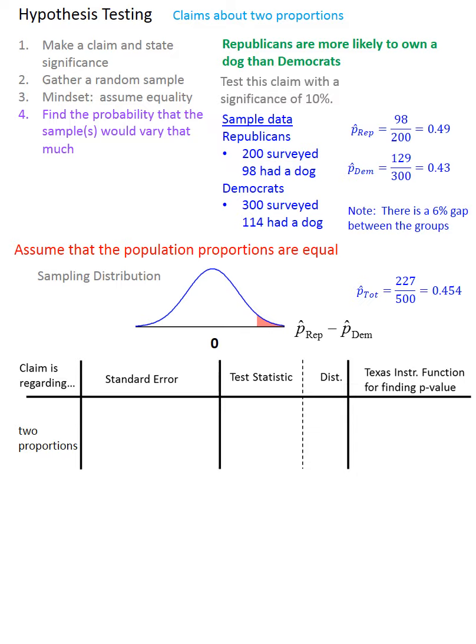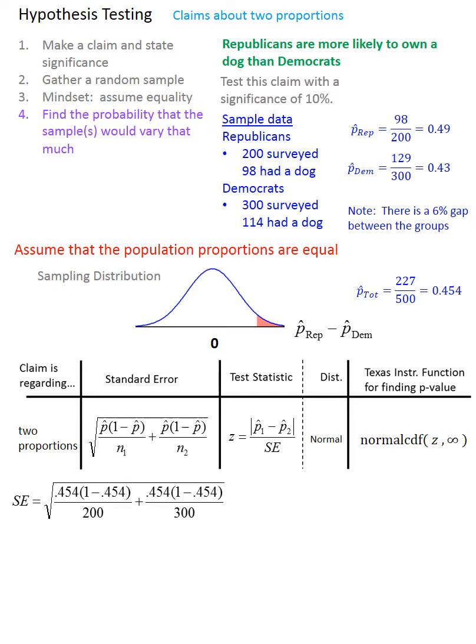So we have a claim regarding two proportions, and this sampling distribution above has a standard error that's given by this formula. It should be noted that the p-hat in this formula is the p-hat total above, the 45.4%. So we'll compute the standard error for our sampling distribution, and then we'll compute our so-called test statistic, which is essentially the number of standard errors our particular sample is away from 0. And because we're doing proportions, we'll use the normal distribution to find the probability that there could be a 6% gap between the groups in a world where there was no population bias in either direction.